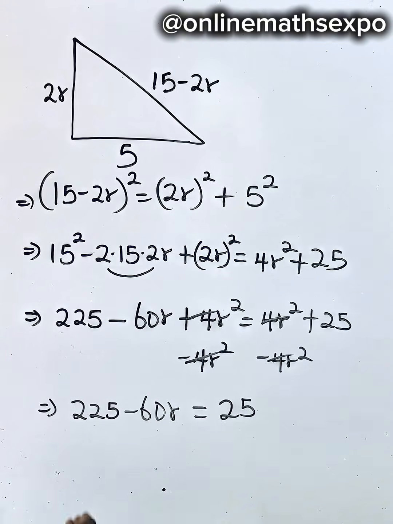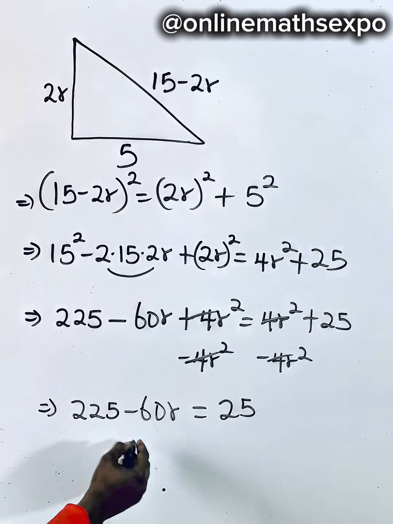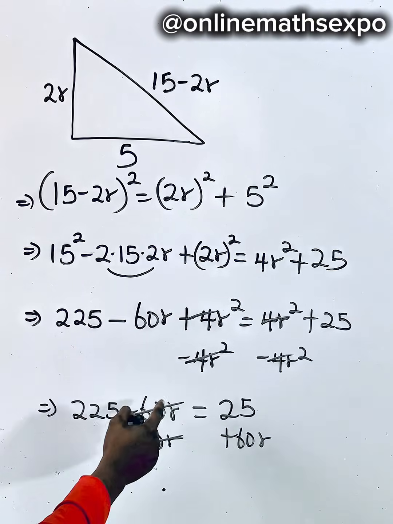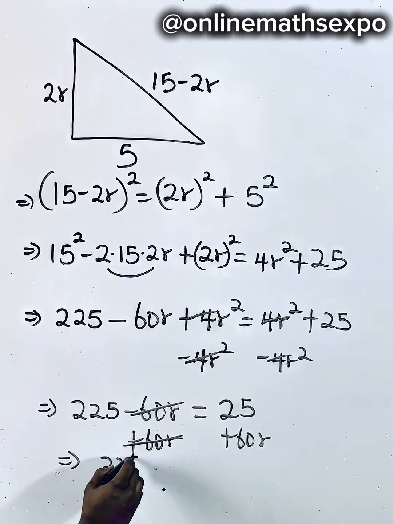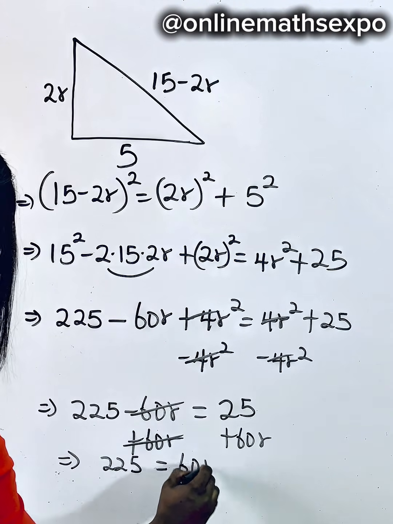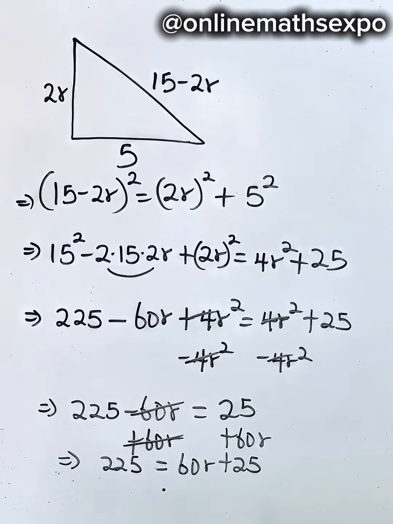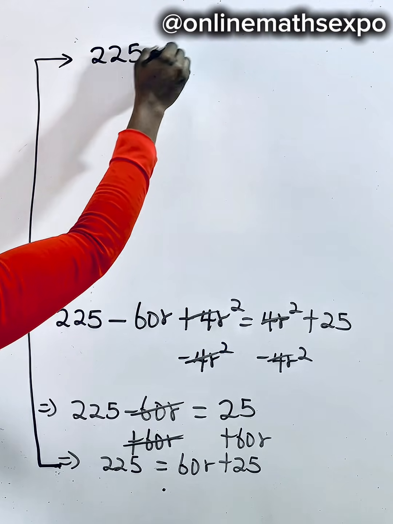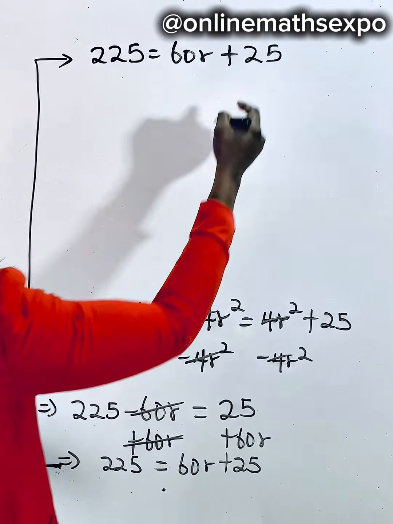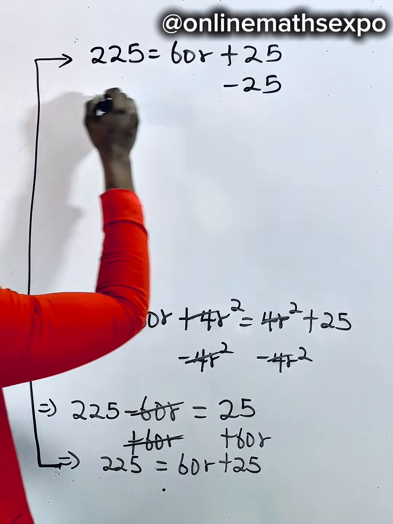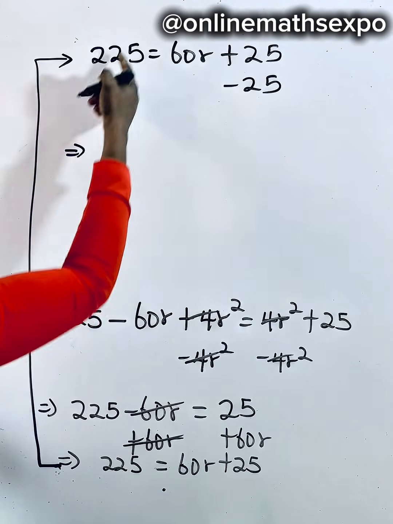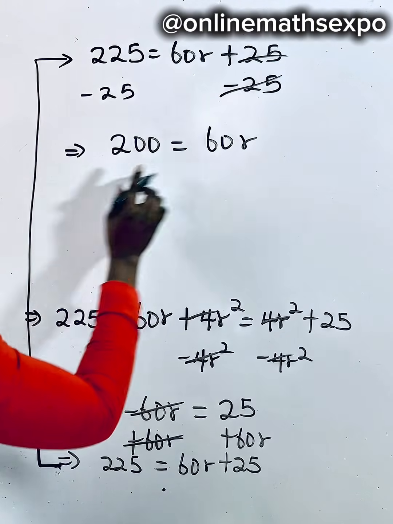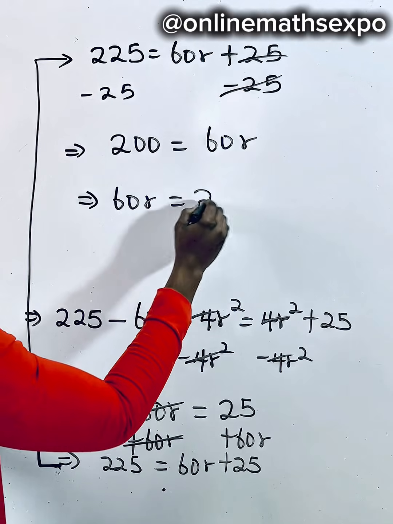And what do we do next? We are going to add this to both sides. So if you add 60r to both sides, this will go off, and we are left with 225 is equal to 60r plus 25. Keep solving. Let's subtract this from both sides. So if you do that, this will give us 200 is equal to 60r. And this is also the same as 60r is equal to 200.